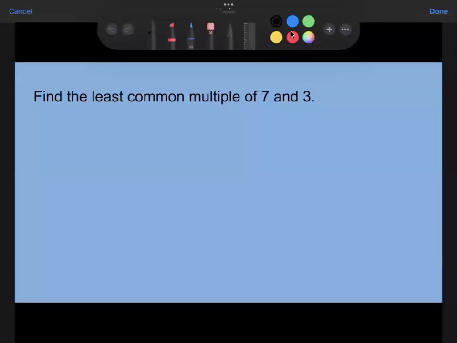Okay, so here's our next one. We're going to find the least common multiple of 7 and 3. Okay, so I'm going to start with 7, and I'm going to put 3 over here.